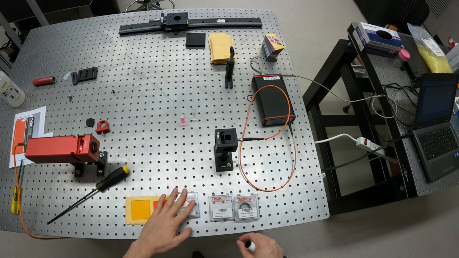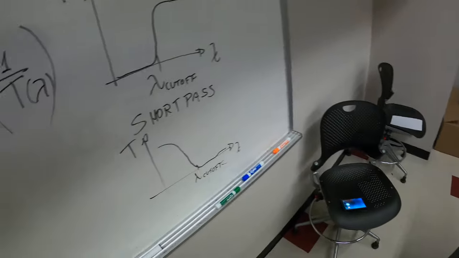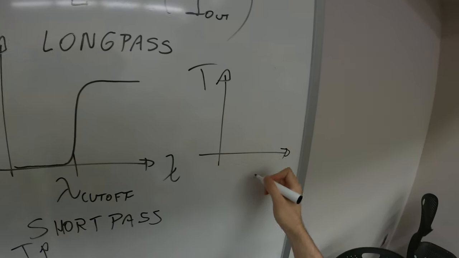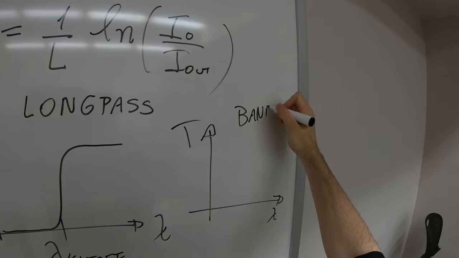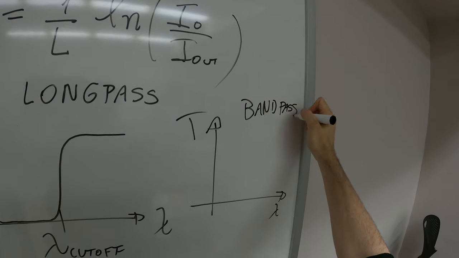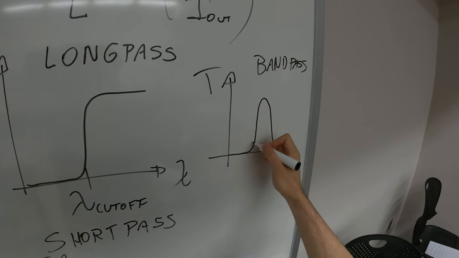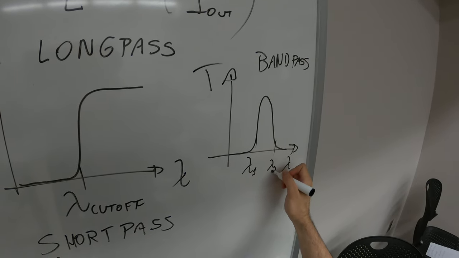So we also measure a bandpass filter. The bandpass filter passes a band. So if this is the transmittance and this is lambda, the bandpass will pass this band here. So you have lambda 1 and lambda 2.